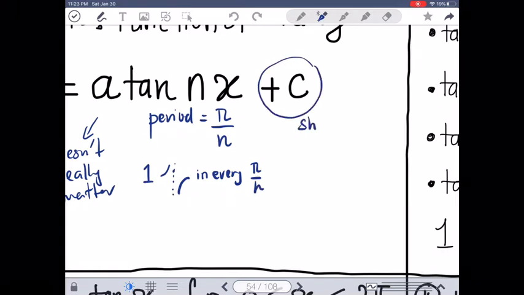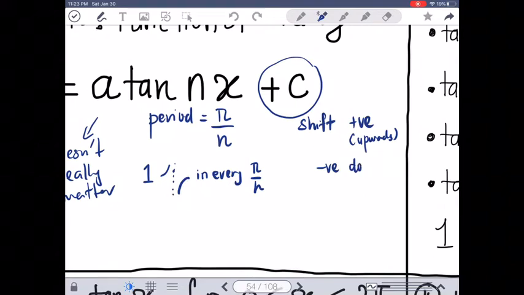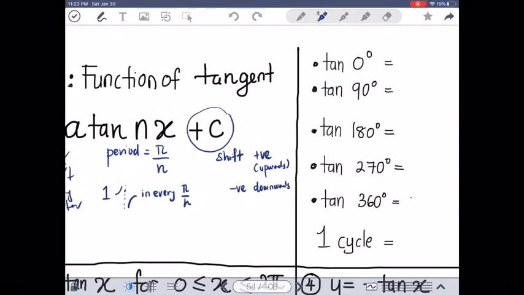And C is the shift. Okay, as usual, positive is going upwards. If we have a negative value of C, we are going to shift downwards.